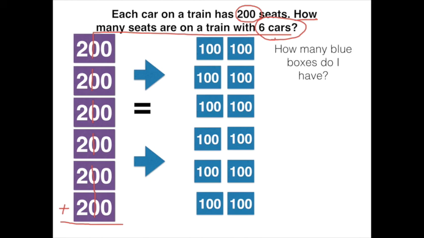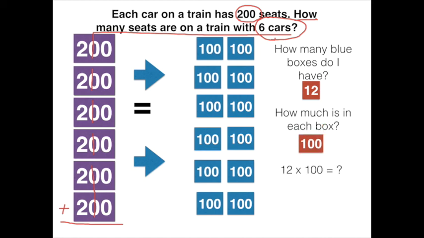Now, how many blue boxes do I have? I got 12. How much is in each box? 100. So 12 times 100 equals what? Remember? 12 times 1 is 12. And of course, how many zeros do I have? I have 2 zeros. And here they come. 1,200 seats. Don't forget that. 200 what? 200 seats. Okay? Cool.